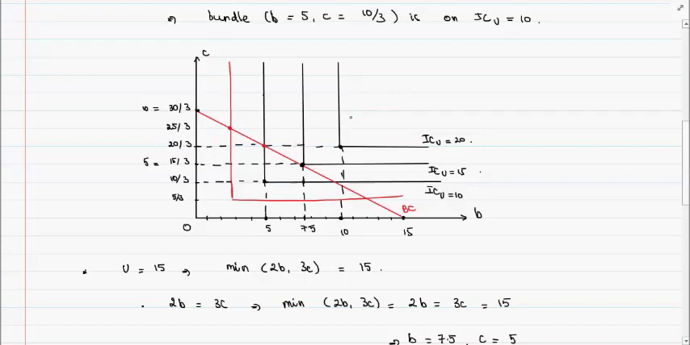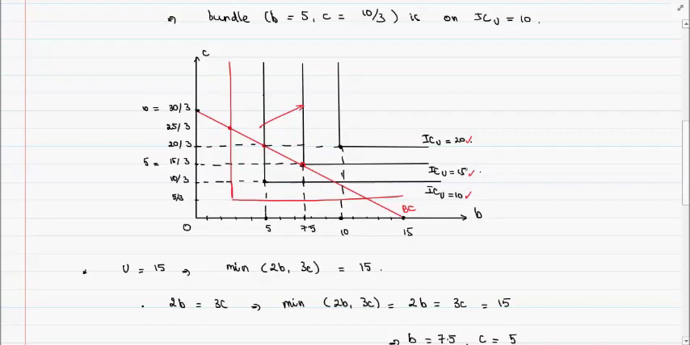Remember, the further away from the origin, the higher the utility. So the direction of increasing utility is going this way. The higher the indifferent curve, the higher the utility, as you can see. So this utility of 10 is lower than the indifferent curve for utility of 15, and lower than the indifferent curve for utility of 20. So as you can see, this bundle over here is the bundle on the budget constraint that lies on the highest indifferent curve, which is the indifferent curve of utility of 15.